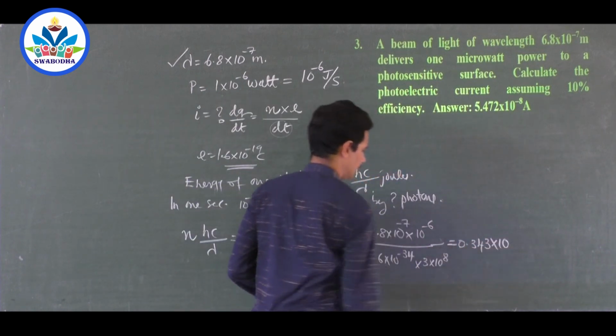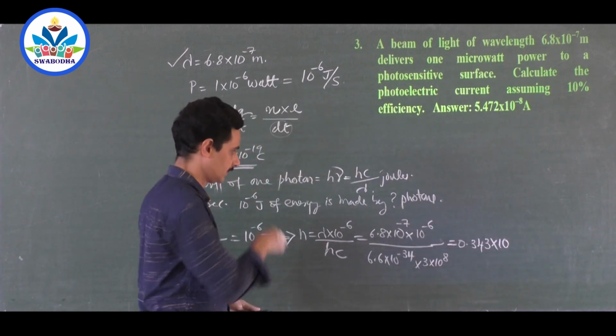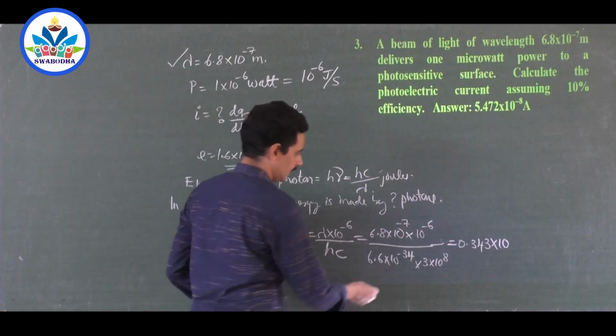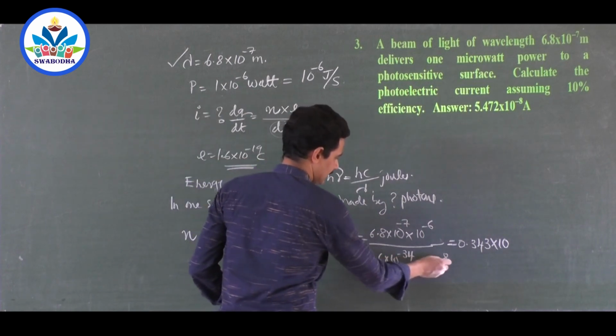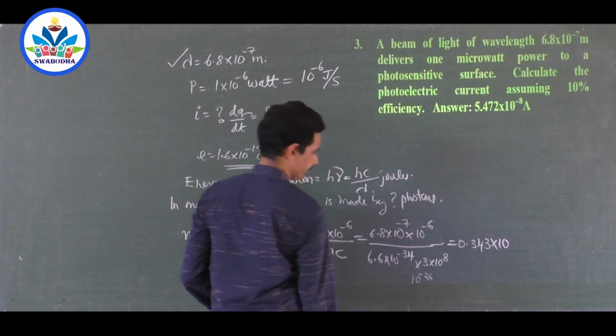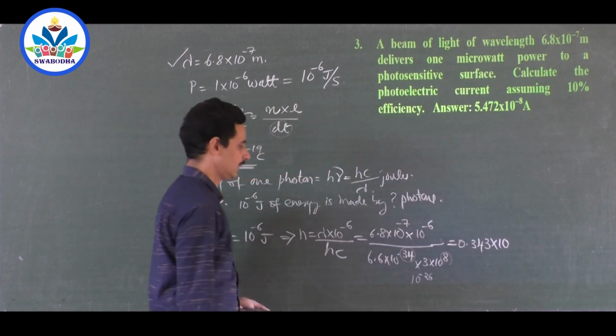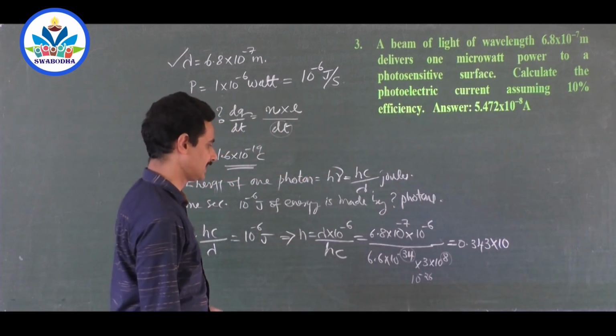0.343 into 10 to the power... You can't get a fraction because 10 to the power should be positive. Is it positive? Yeah, minus 34. This is 10 to the power minus 26, isn't it? Minus 34 plus 8, minus 26.